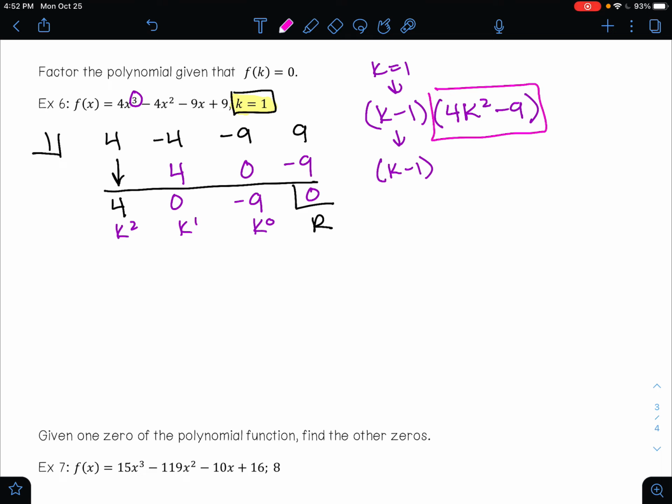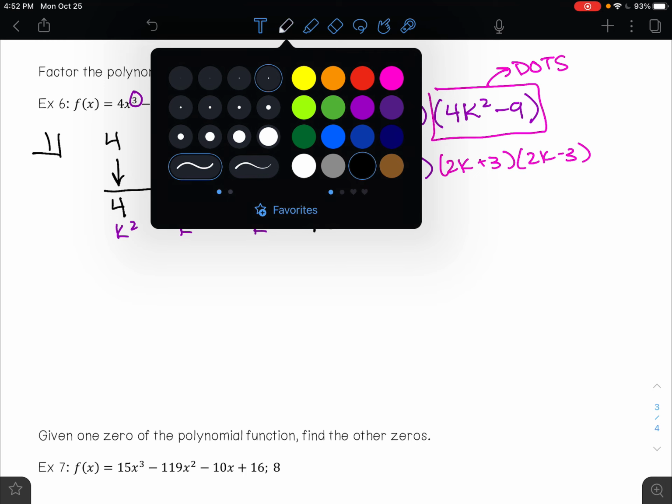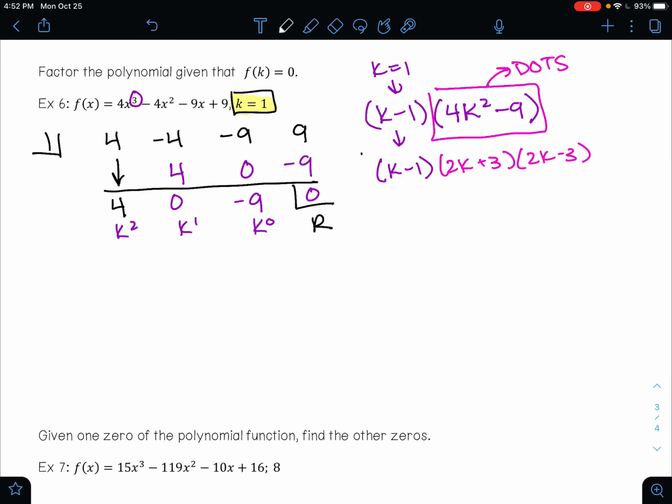Well, this is a difference of 2 squares. For 4k squared, 2k is being squared. And for 9, 3 is being squared. So now this is factored completely because all of my factors are linear. And so this is my answer.